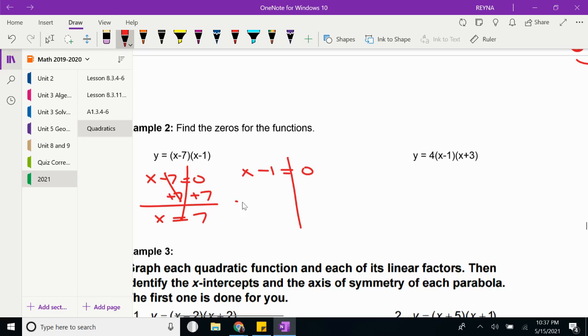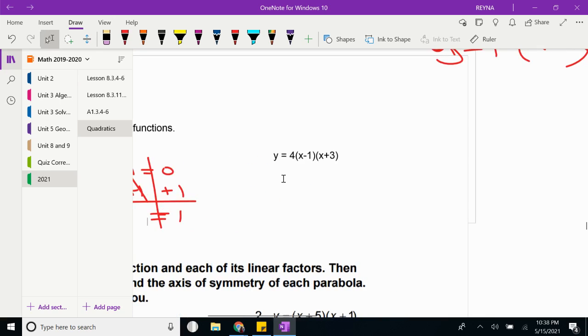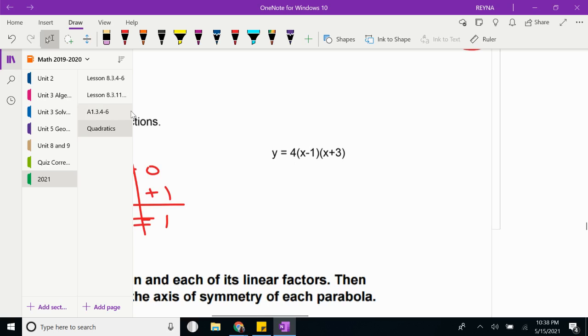And then we can do this one. What would x equal here? Add 1 to both sides, cancel out. X equals 1. So if I'm going to graph this parabola, I already know that there's going to be a point at 7, and there's going to be a point at 1. Makes it real easy. Those are my solutions.